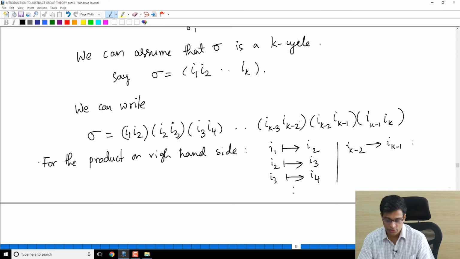The point of this decomposition is each index appears exactly twice except I1 and ik. I2 appears here twice, I3 appears twice, ik minus 2 appears twice, ik minus 1 appears twice. But once ik minus 2 appears here, the only time ik minus 1 appears next is in the right hand side permutation. So it doesn't matter what happens previously, ik minus 2 goes to ik minus 1. Ik minus 1 goes to, so the first one itself involves ik. So we have to check ik. But then ik never appears again anywhere. So ik minus 1 goes to ik.